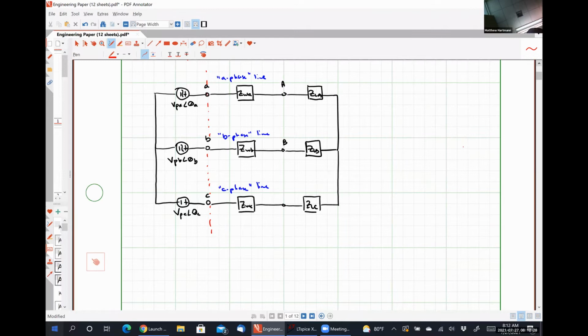Everything to the left of the lowercase letters is our source side of things. Everything to the right of the uppercase terminals is our load side of things. And then everything in the middle is again transmission lines. All right.